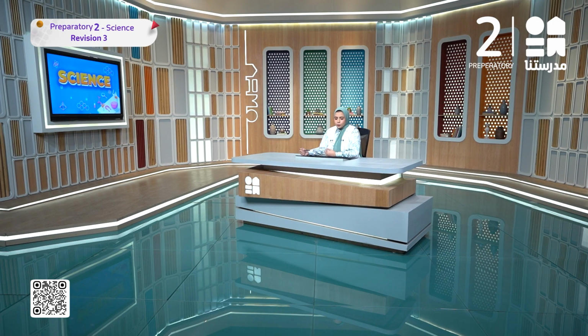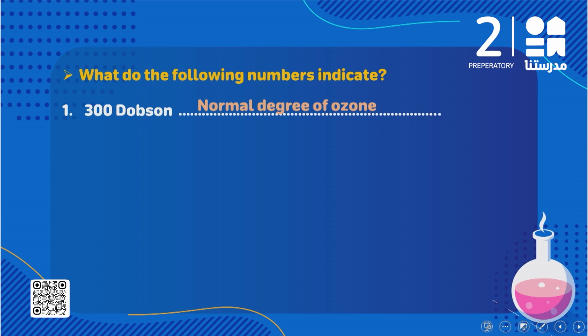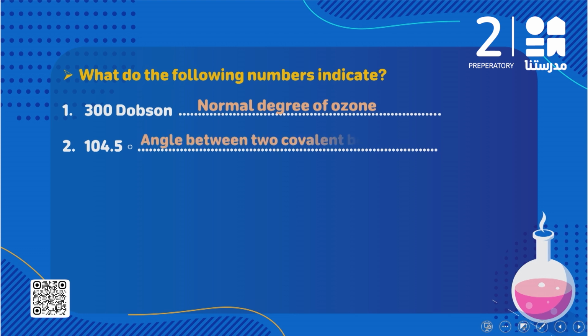Okay, now we have another type of questions. It says: what do the following numbers indicate? Let's start with the first one. 300 Dobson. We said 300 Dobson is the normal degree of the ozone layer. Again, it is the normal degree of the ozone layer. Then 104.5 degree was the angle between the covalent bonds in the water molecule. We said the water molecule consists of one oxygen combined with two hydrogen atoms by two single covalent bonds, and the angle between them equals 104.5 degree.